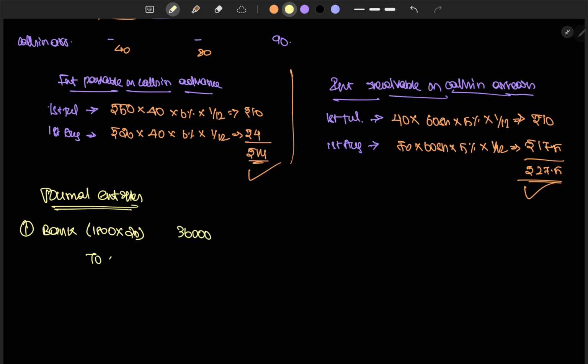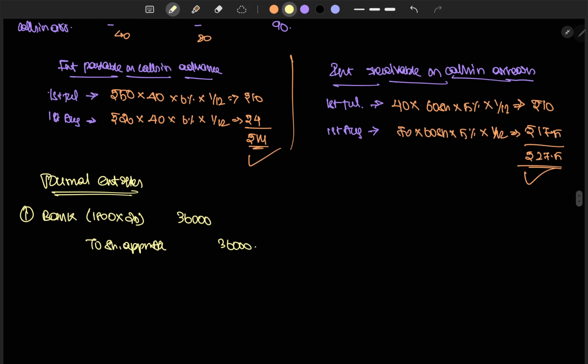to share application account, which is 36,000. So people have subscribed for 1800 shares. And the second entry is we are allotting the shares to the shareholders. That is share application account debit to share capital account, which amounts to 36,000.